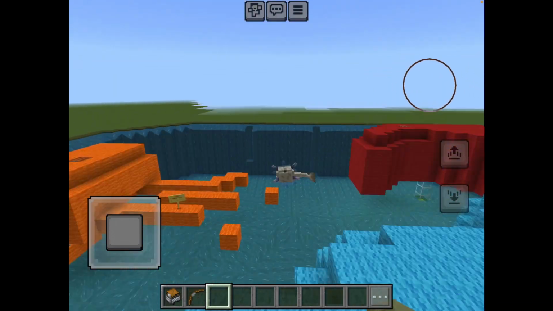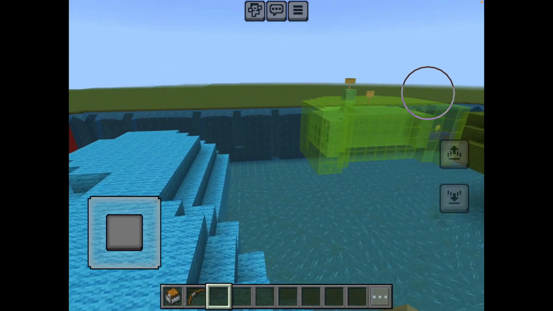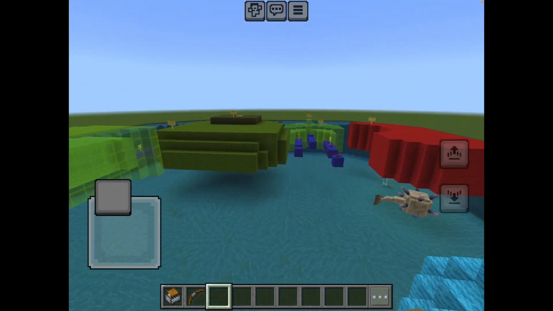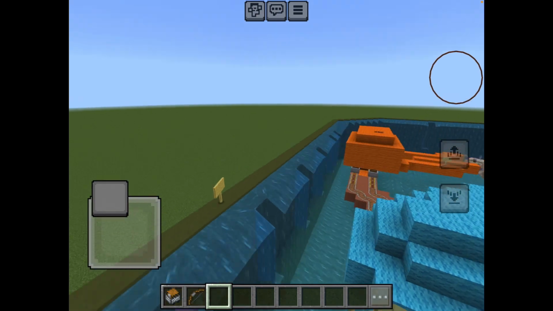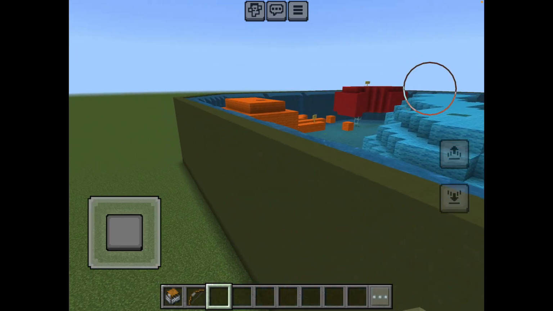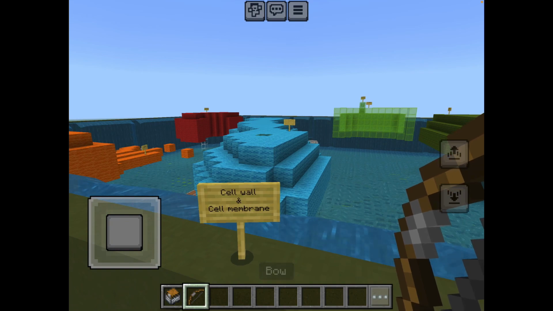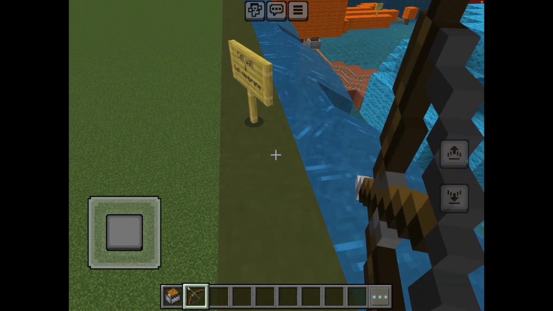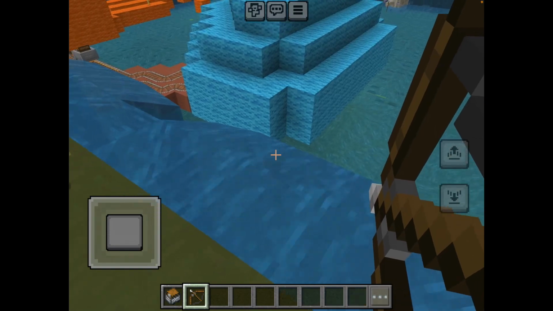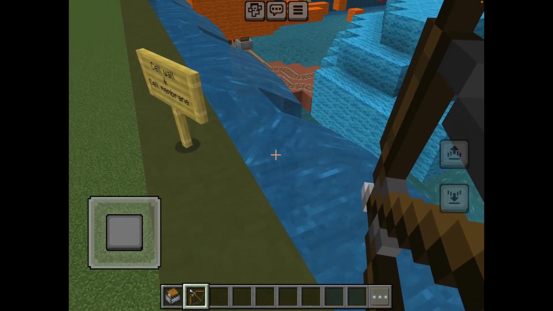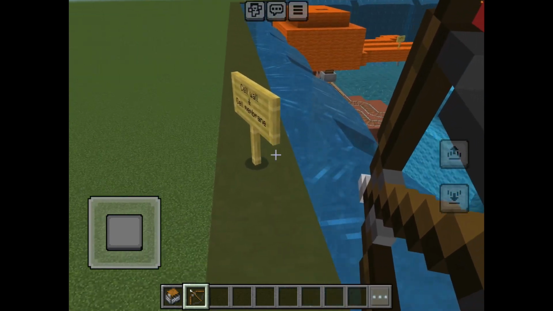You might be asking, what's the outer layer of this called? Well, you may have guessed it because you did some of the homework. It's called the cell wall and the cell membrane. For the cell wall, I used green terracotta, and for the cell membrane, I used the blue water. And those are the cell wall and the cell membrane.